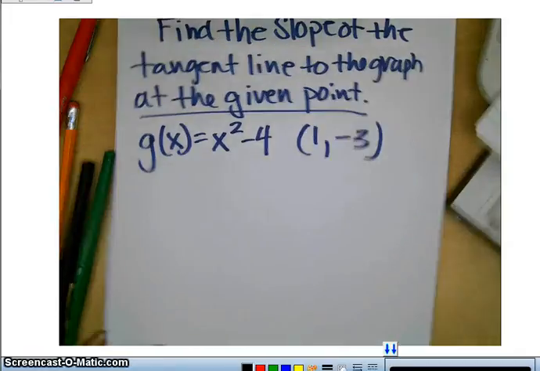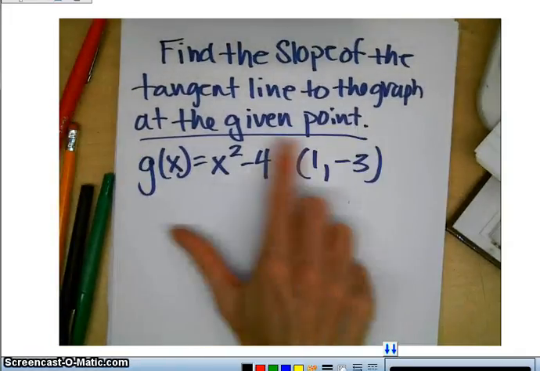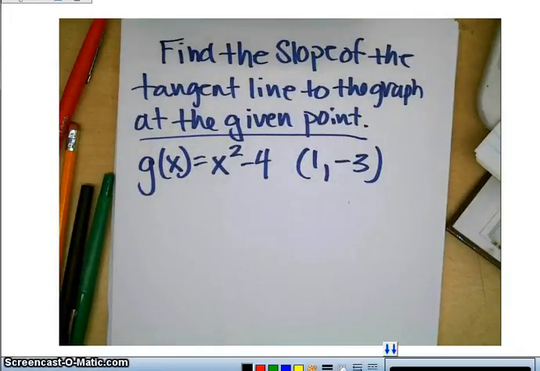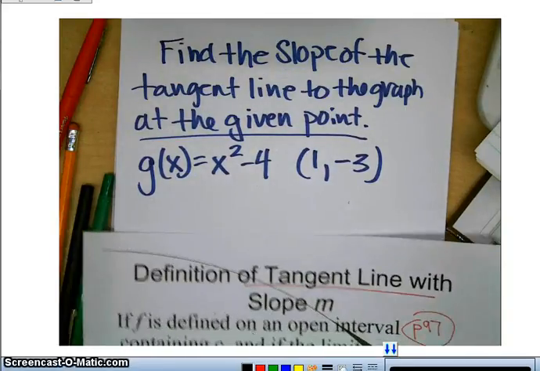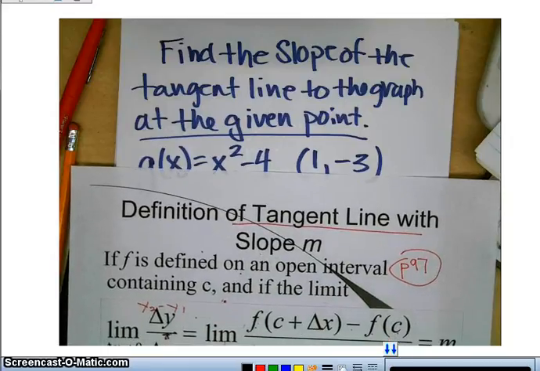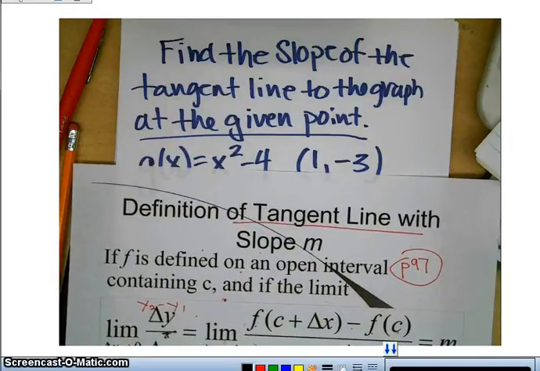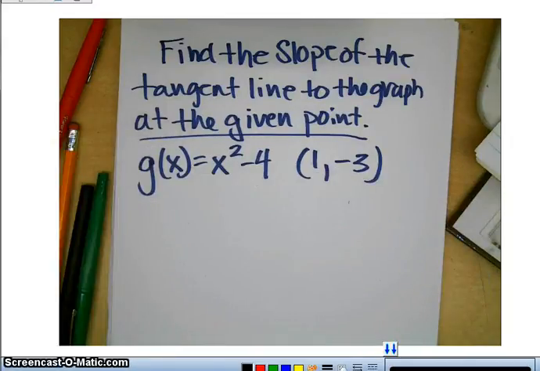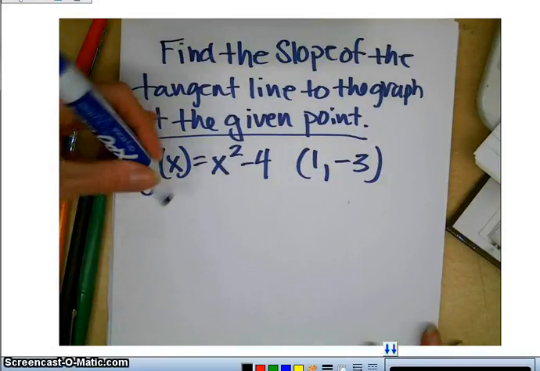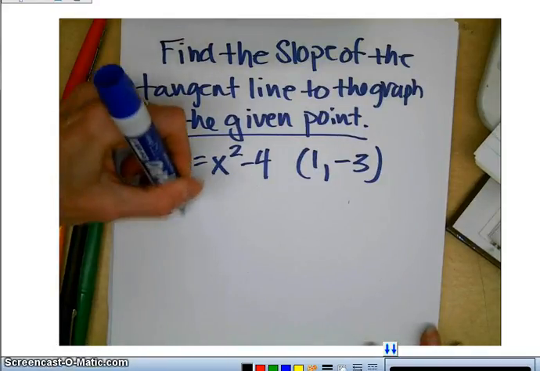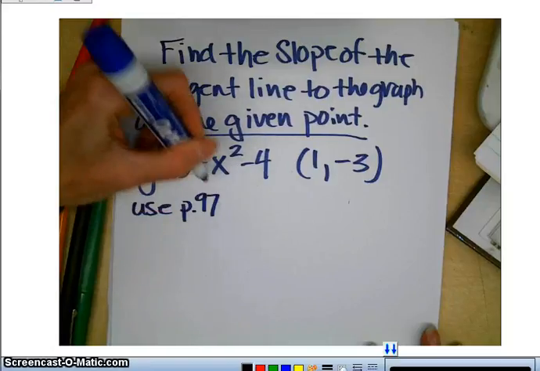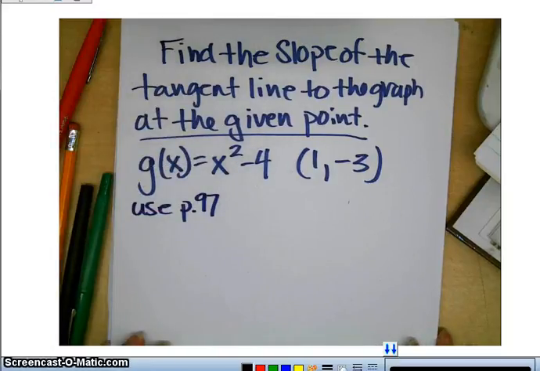All right, so we're going to find the slope of the tangent line to the graph at the given point. What do we have for formulas? The definition of the tangent line with slope m, the formula we just wrote down. You have to read the directions to know what formula we're using. This is the one on page 97, the definition of the tangent line with slope m.